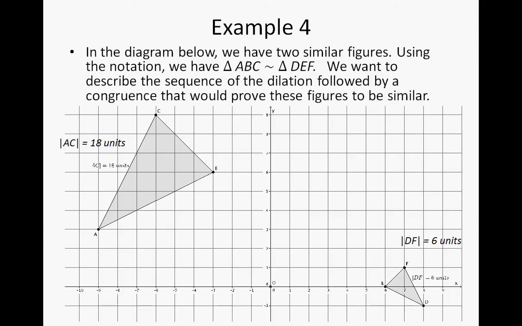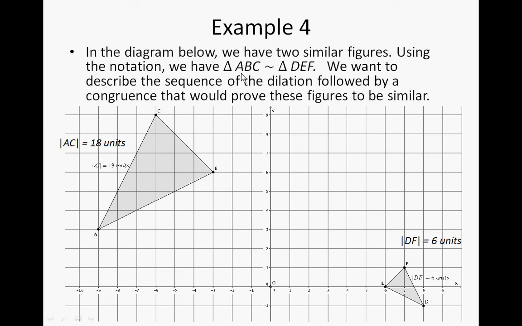All right, example 4. And again, go ahead and sketch this out. This might be kind of hard to read, so I retyped what the line lengths were. So we're going to use ABC is similar to DEF. So notice now that the lettering has changed. We're not using A prime, B prime, C prime. We're actually comparing 2 triangles with different lettering.